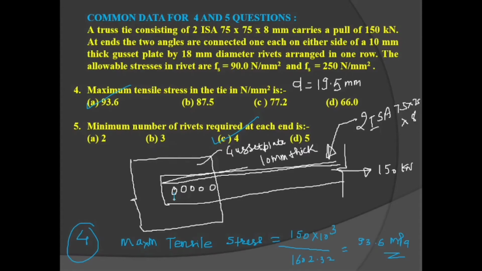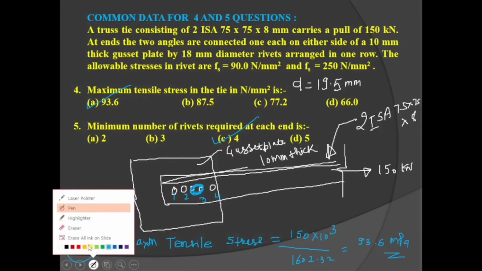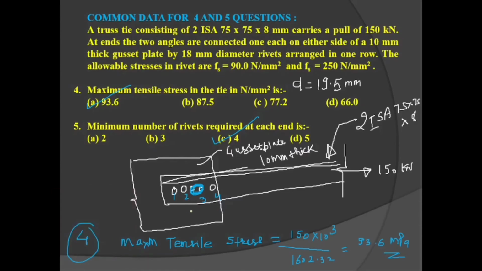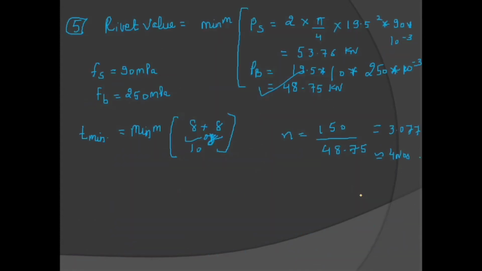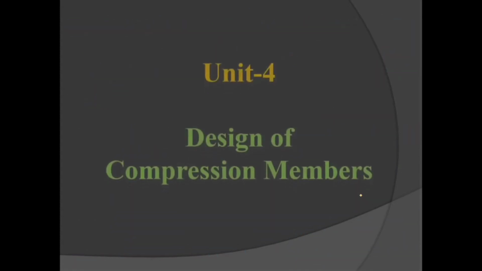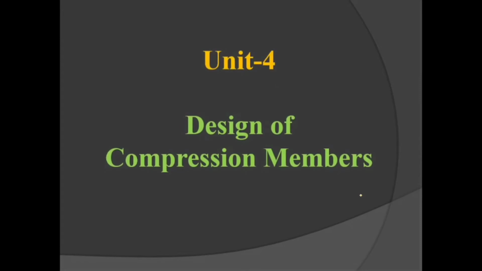1, 2, 3, 4. So you can easily calculate the value of minimum pitch, that is this one. This value shall be 2.5 times the nominal diameter, that is 18 mm. So this is 45 mm. That is the minimum pitch value. Okay. So please note it down fast. After that we will discuss the next questions, that are the design of compression members questions.